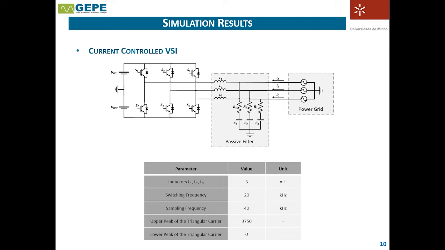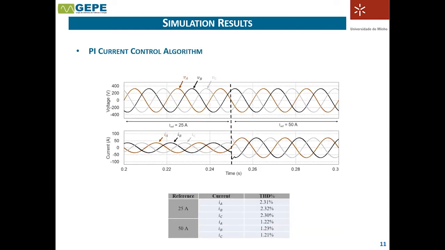Since the VSI is being current controlled, it is responsible for injecting power into a 3-phase 400 volts 50 Hz system. A passive filter is also used at the output of the converter, consisting of a 5 millihenry coil, a 30 microfarad capacitor, and a 2.2 ohm resistor. The first result obtained is using the PI control. In order to check the behavior of the control, two different reference values are used during the simulation.